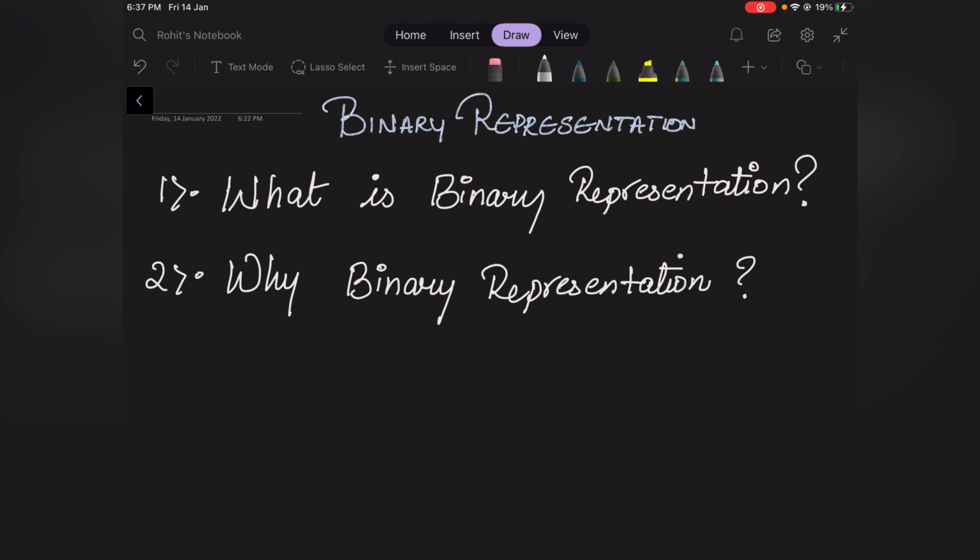The first question would be, what is binary representation? Binary representation is nothing but representing numbers as ones and zeros, where those ones and zeros are nothing but binary. So we got to know what binary representation is, and what the main purpose of it is, or why binary representation.